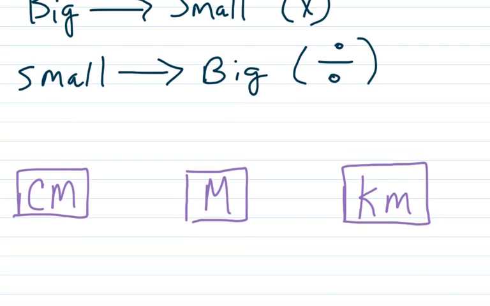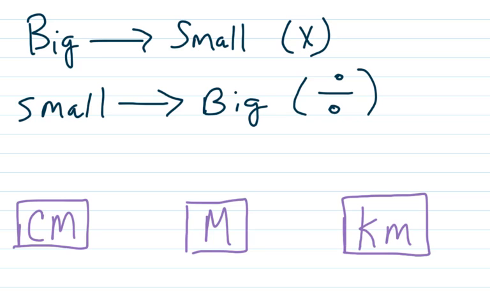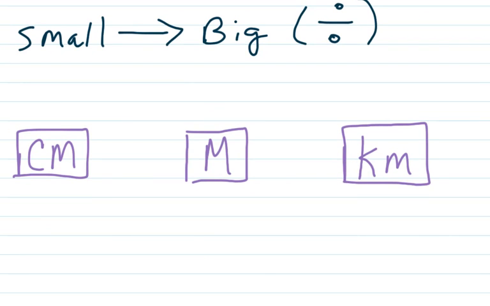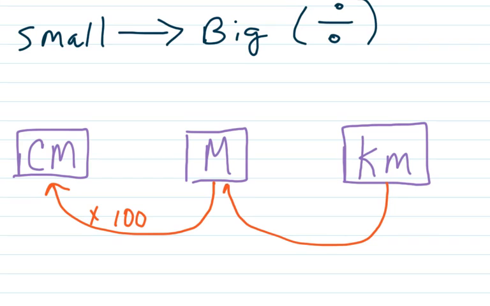So now let's do the same thing here. This time we're going to be talking about metric units of length. Again, we're going to be doing the same thing. So if we're going from meters to centimeters, remember this is big to small. Big to small, you're going to multiply times 100. Then from kilometers to meters, big to small, you multiply times 1,000.